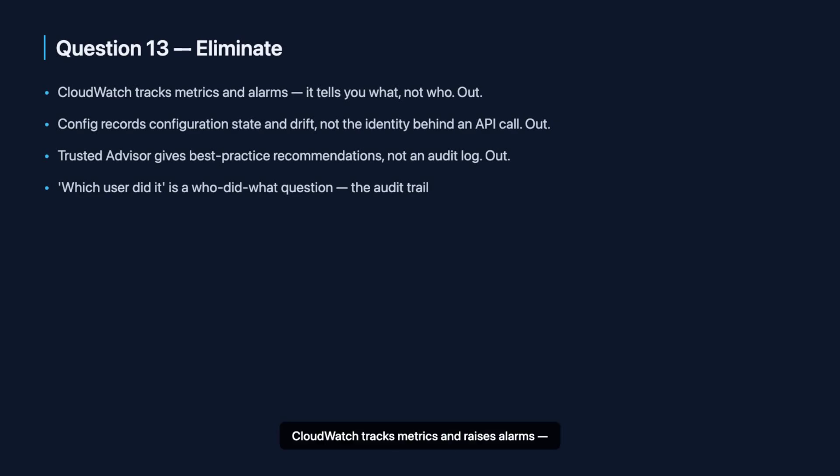Eliminate. CloudWatch tracks metrics and raises alarms. It tells you what is happening, like high CPU, but never who did it, so it's out. Config records configuration state and drift, but it doesn't capture the identity behind an action, out. Trusted Advisor gives best practice recommendations, not an audit log, out. Which user did it is a who did what question, and only one service is the audit trail.